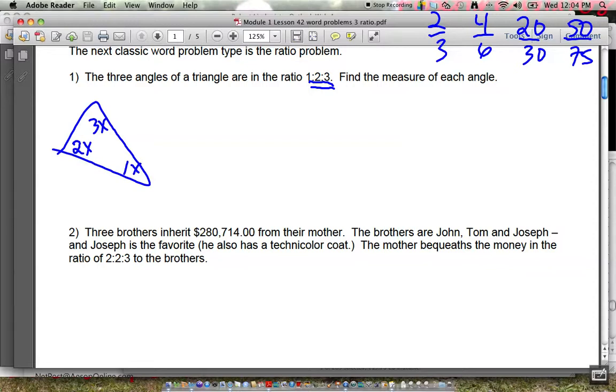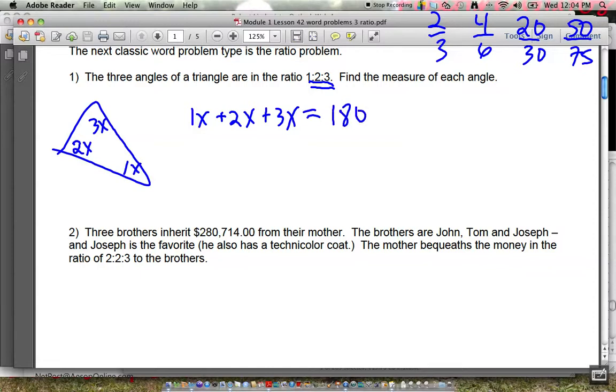3x and 5x. What if it said 7, 8, 9? 7x, 8x, 9x. Okay. Now, that's my diagram. Now, it's the three angles of a triangle. Does anybody remember anything about the three angles of a triangle? They add up to 180. Very good. So, if I do 1x plus 2x plus 3x, what do I have to get?